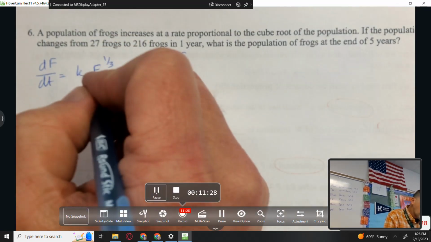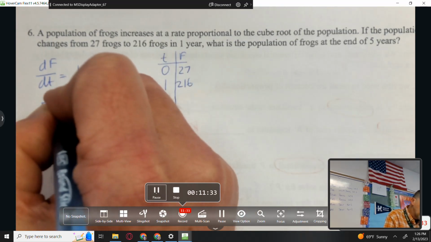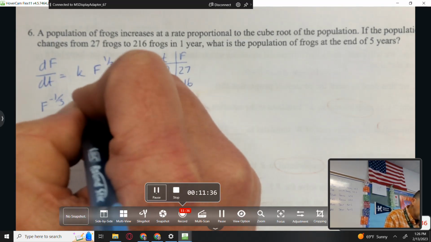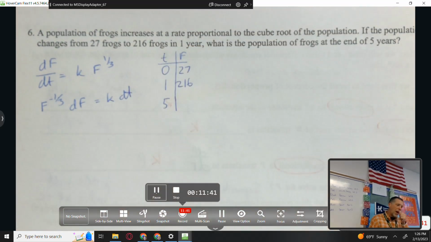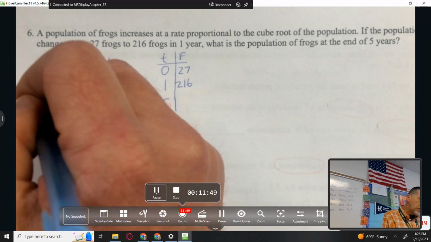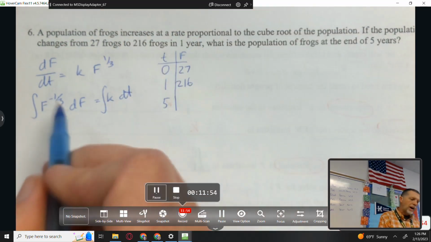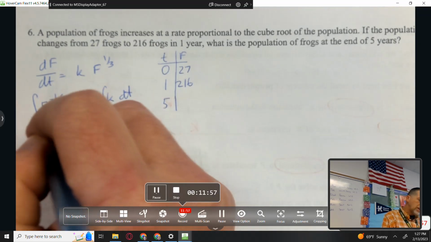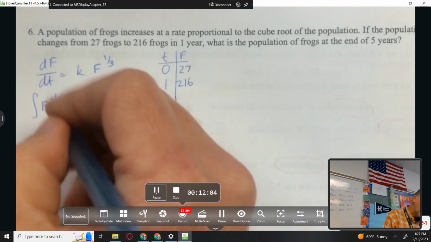So let's separate, then integrate. I need f to the negative 1/3 on the left with df, and then k dt on the right. That's the separate step. Then we'll integrate with the power rule. So increase the power by 1. Negative 1/3 plus 1 is 2/3. My fraction experts.